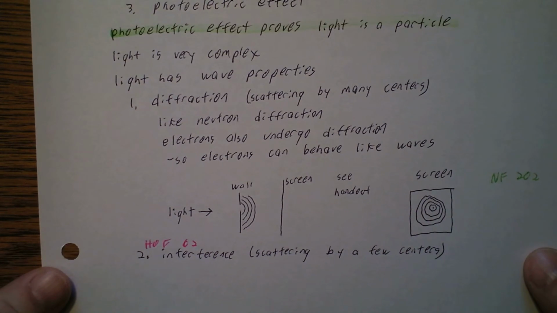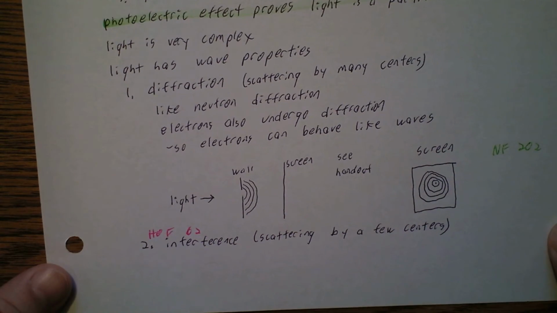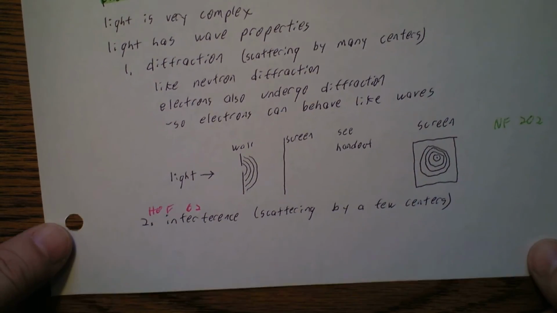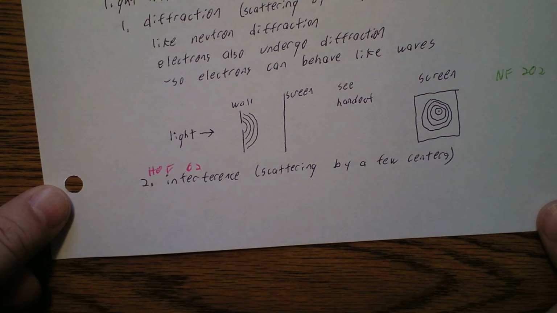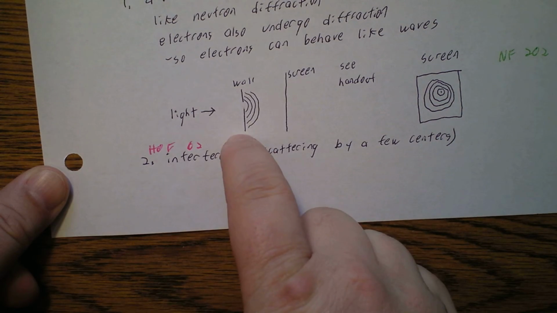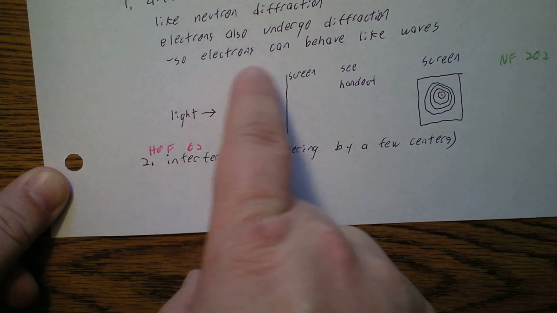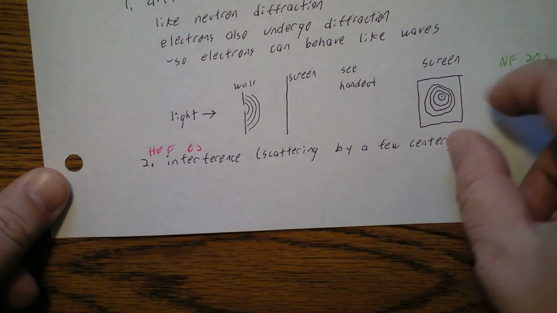Now light is actually very complex. For one thing, light has wave properties, for example diffraction, which means when you scatter it using multiple centers, kind of like neutron diffraction. Electrons can also undergo diffraction, so that means electrons can also behave like waves. For example, here's two walls. Here's a wall with a hole in it, and here's a screen. Light comes through this one hole, then it radiates outward from that hole, and what you see on the screen is a bunch of concentric circles.